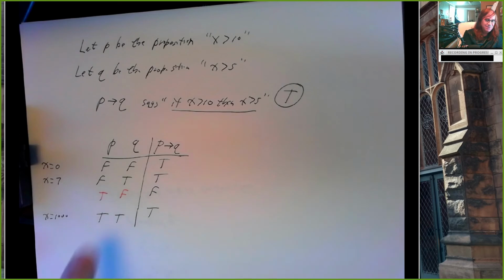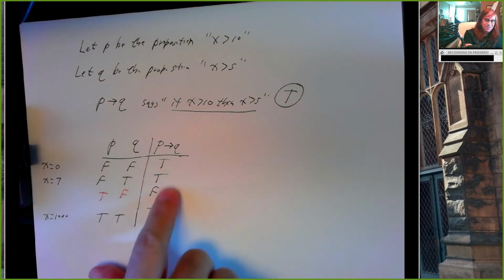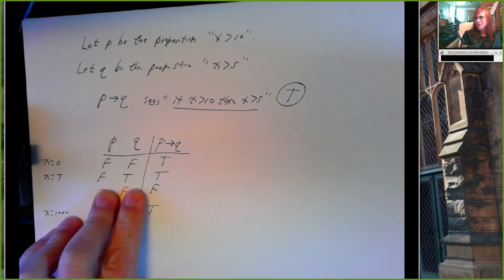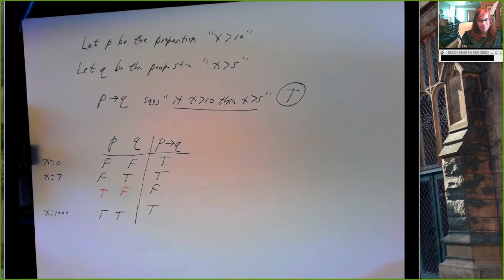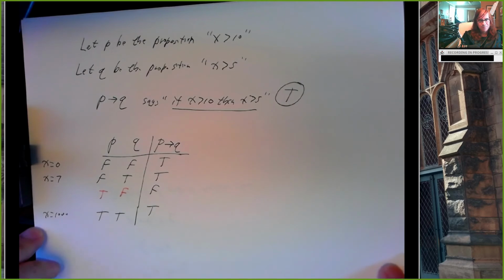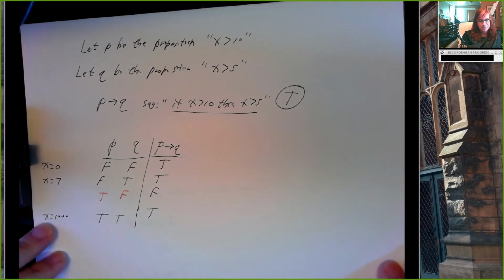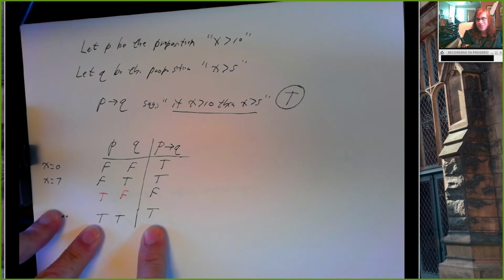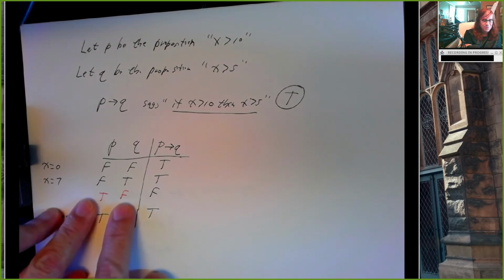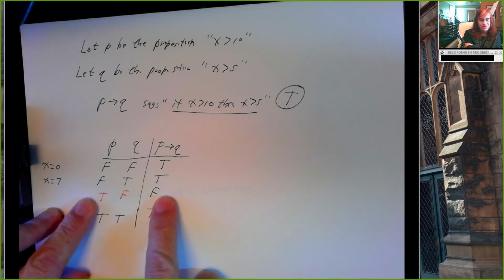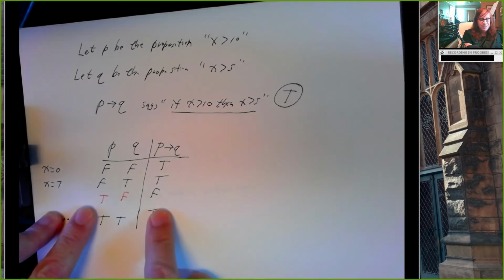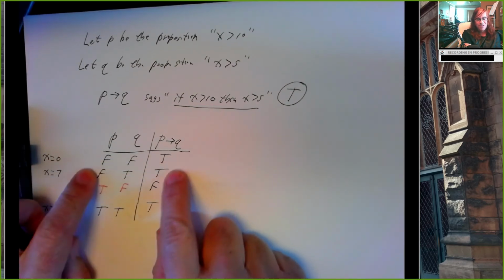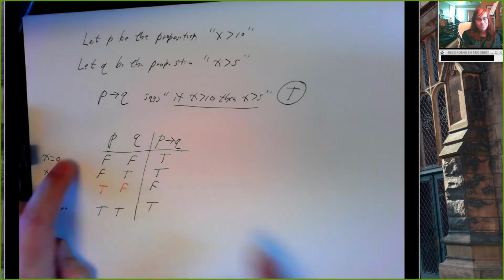So it turns out if P is false, this conditional statement is always true. It doesn't even matter if Q is true or not. And certainly if P and Q are both true, the proposition is true. That makes sense. And if P is true and Q is false, then the proposition is false. So these two rows usually make good sense in our common experience. But these two are pretty weird, and especially this first one.